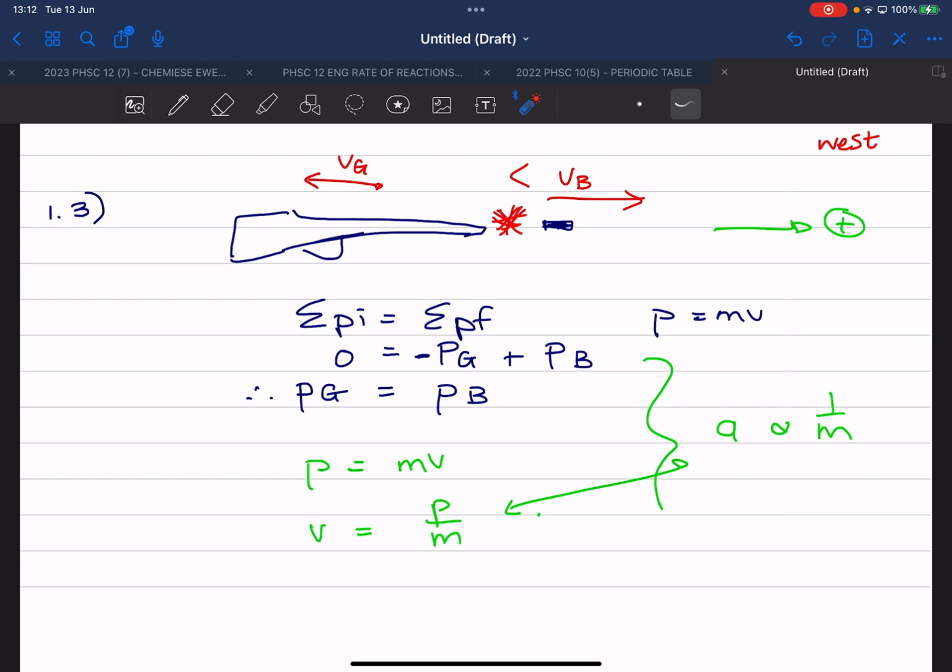Let's just read D. The momentum of the system increases because the rifle exerts a force on the bullet. No. The momentum at the beginning must be equal to the momentum at the end. It doesn't increase. Okay, so die antwoord is C. The option is C.